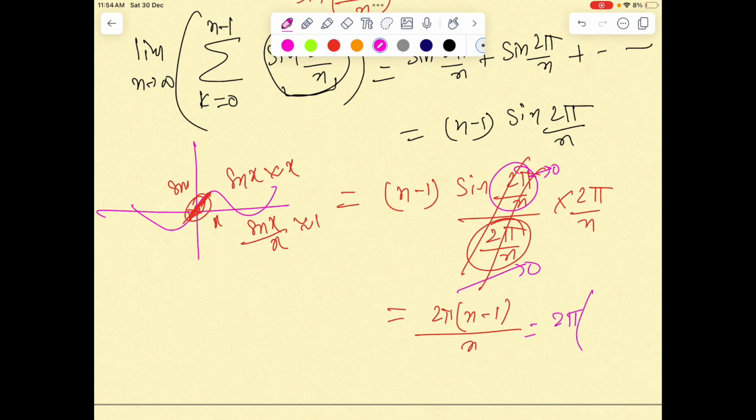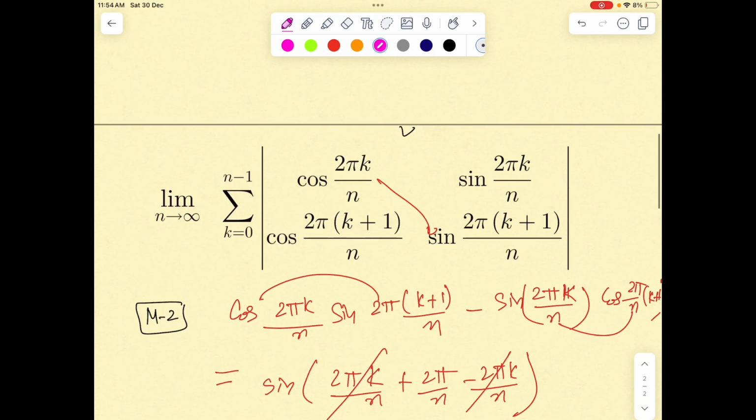infinite. Now when n is infinity, again you can divide it by n, so 1 minus 1 by n. 1 by n will almost be tending to 0, so the limit is still 2 pi.